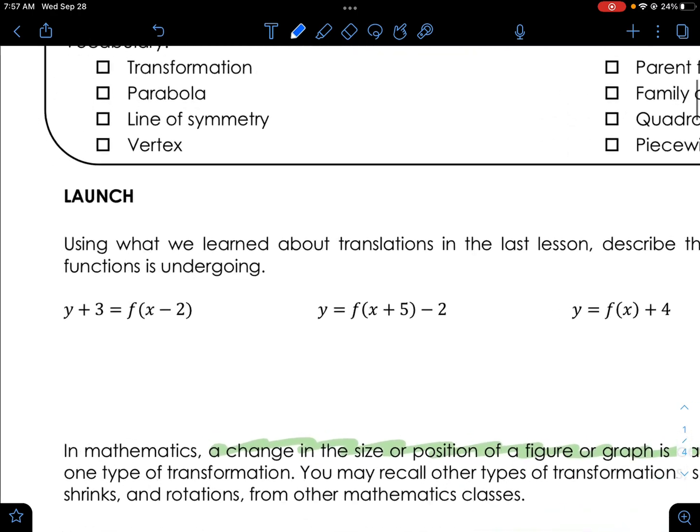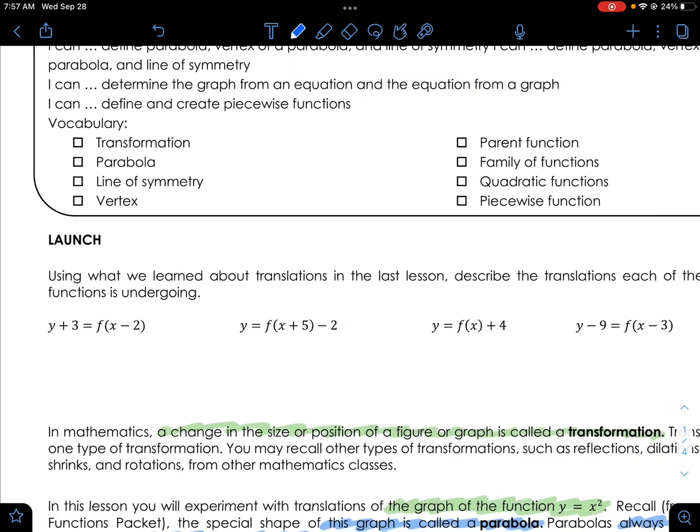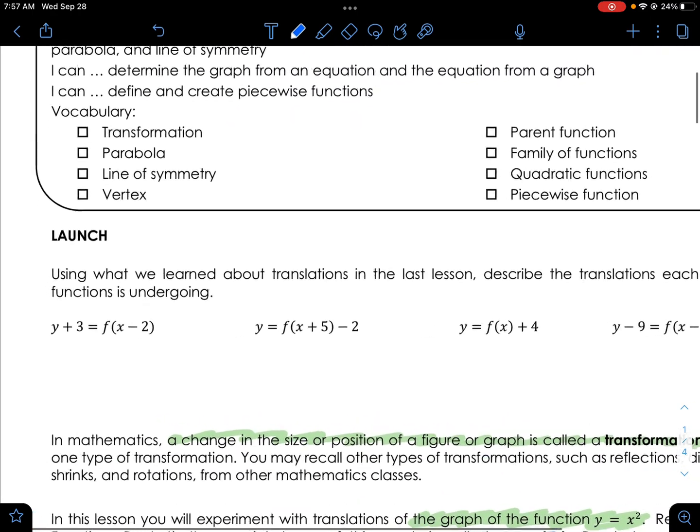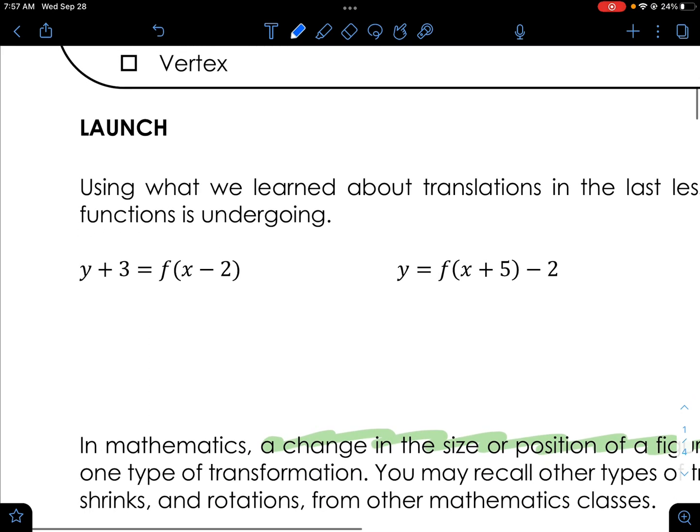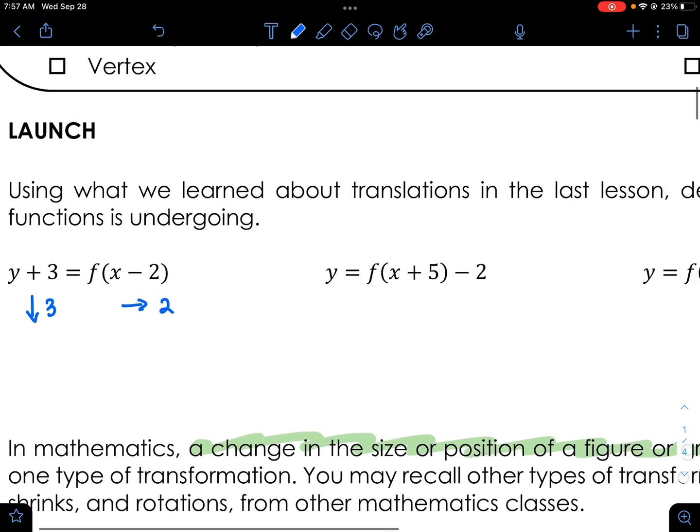So the warm-up asks you to describe in words what each of these translations on these functions is doing. So if we look at this first one, this is written in point slope form, in the way where both variables are lying. So remember we said if it's written like this, both variables are lying to you. So this is going to go down 3 and right 2.